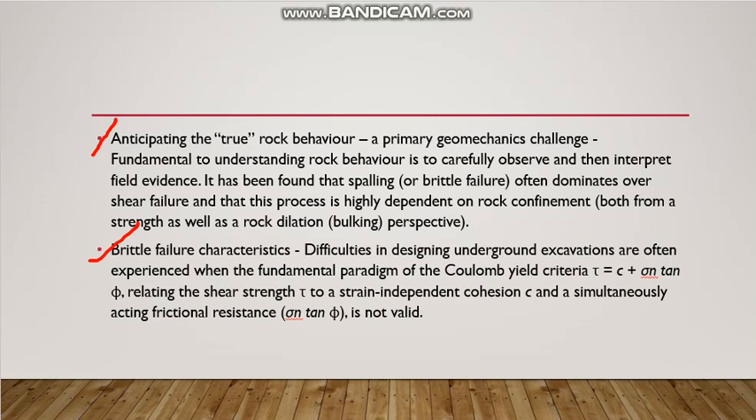So basically, the thing we study in our class, the formula tau equals C plus sigma tan phi, where tau is the shear stress, C is the cohesion, phi is the friction angle, and sigma is the normal stress. Everyone studies this in geomechanics, and we've solved a lot of problems with this formula. But in actual life, this is not valid in every situation inside the mine. So this is a major problem of geomechanics.